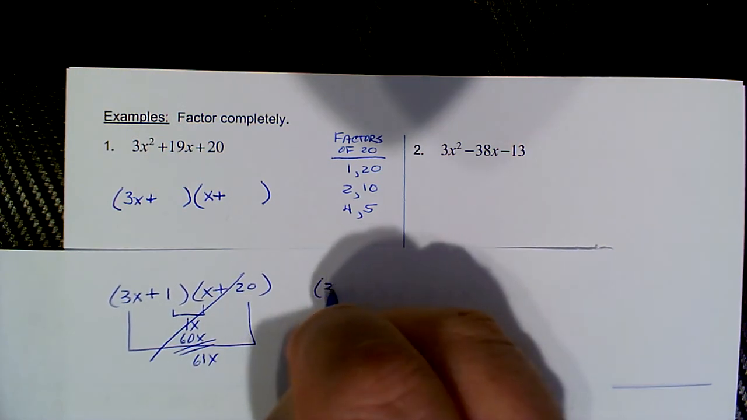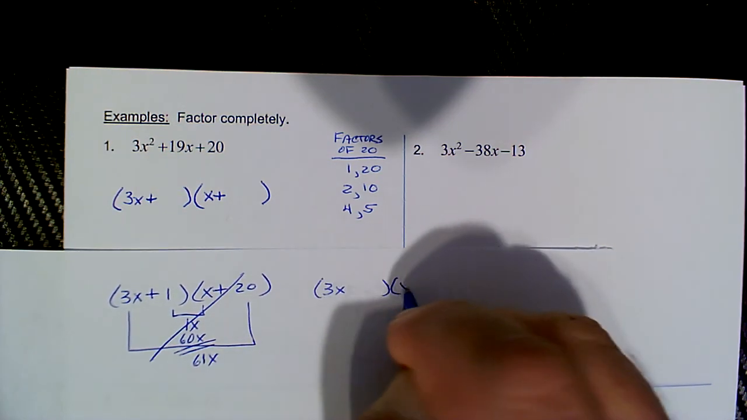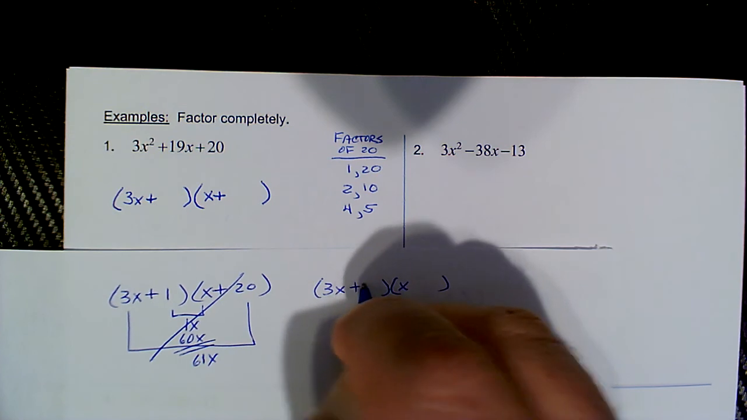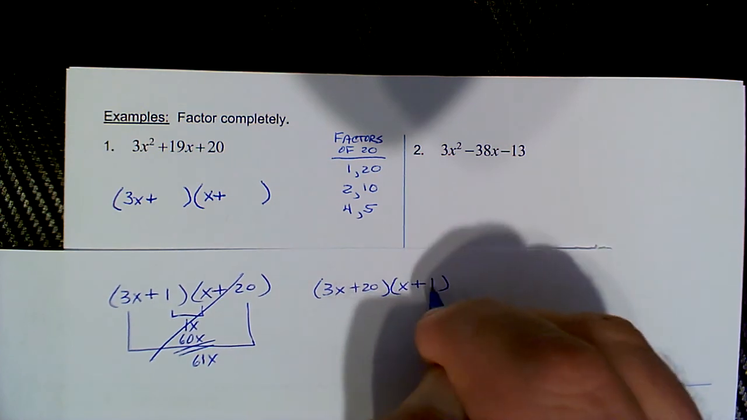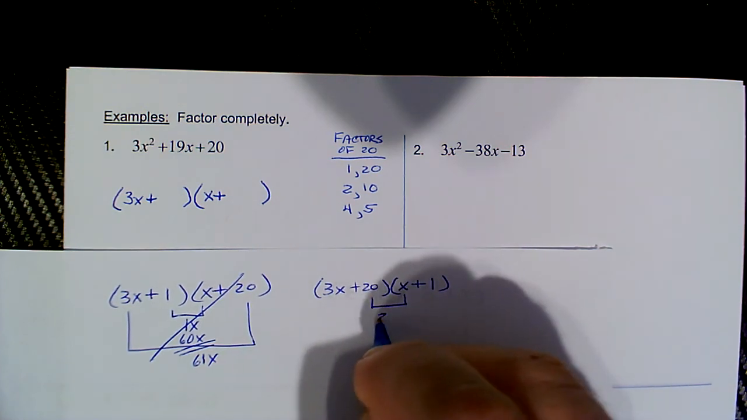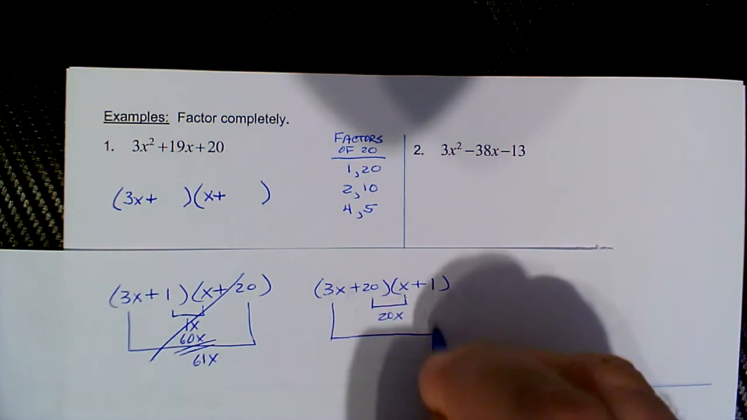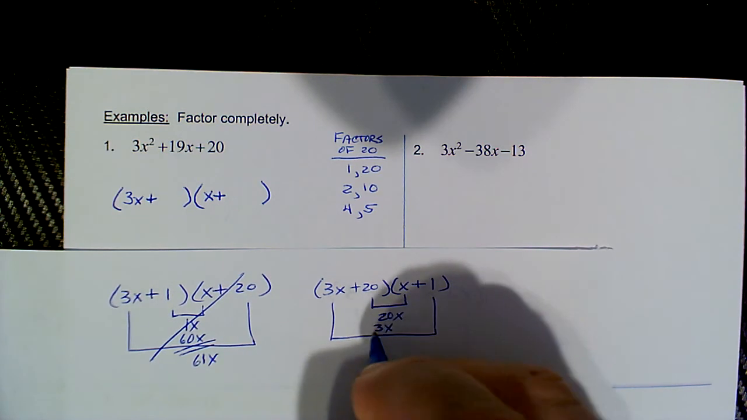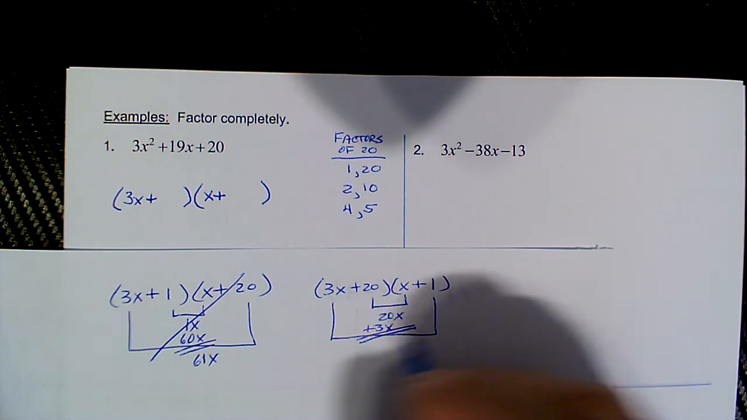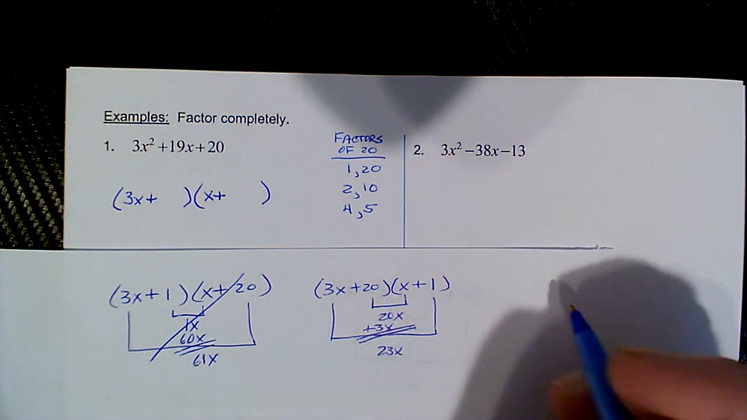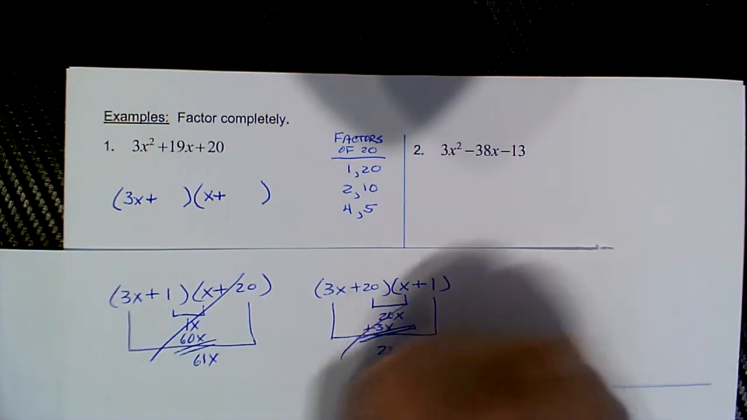But maybe if you switched them around, the 1 and the 20, it would work. But let's see, that would give us 20x. You don't have to write all this down, just making the point. Outers give us 3x, that's 23x. So that doesn't work.